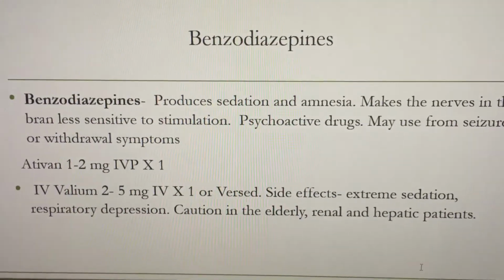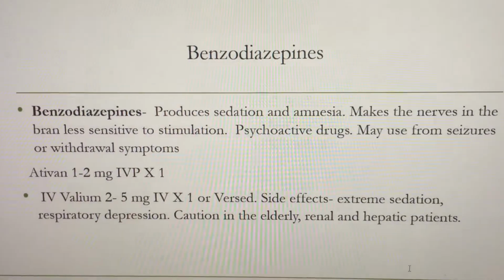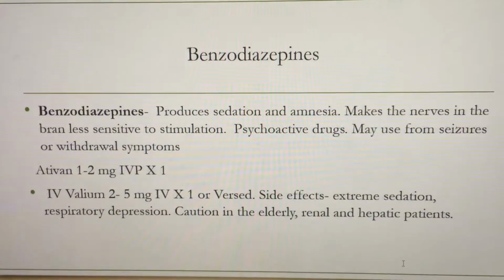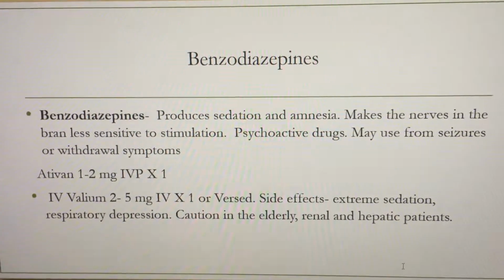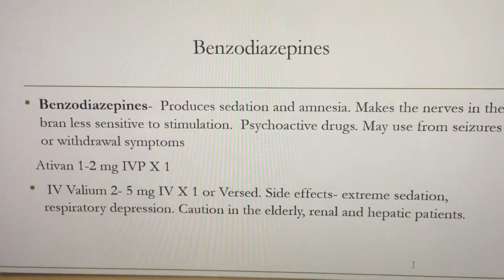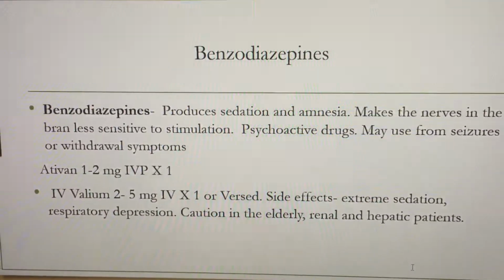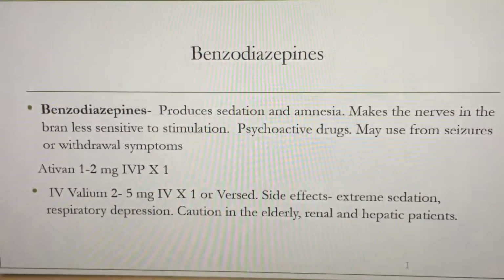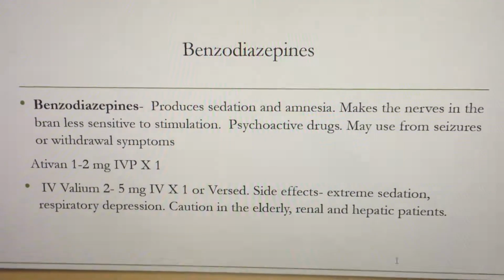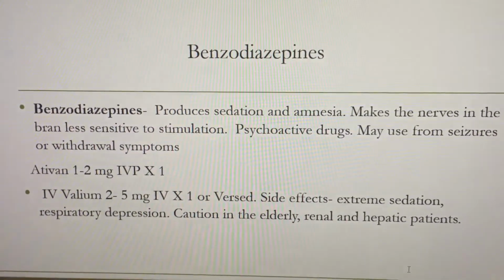Benzodiazepines are usually given preoperatively because they produce sedation and amnesia, but post-operatively they're good for treating delirium and agitation. It's a psychoactive drug, and Ativan, Valium, and Versed are some examples. Their side effects are extreme sedation, and yes, we have to be cautious using benzodiazepines in the elderly. Usually the dosage is decreased.